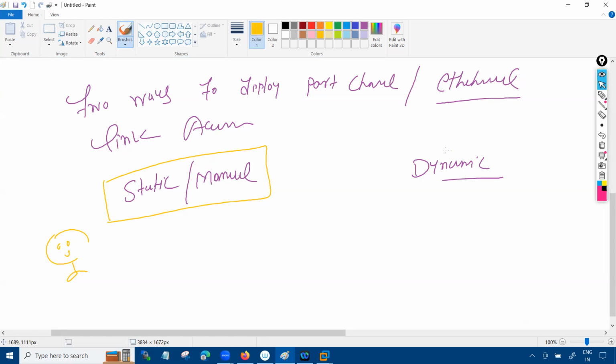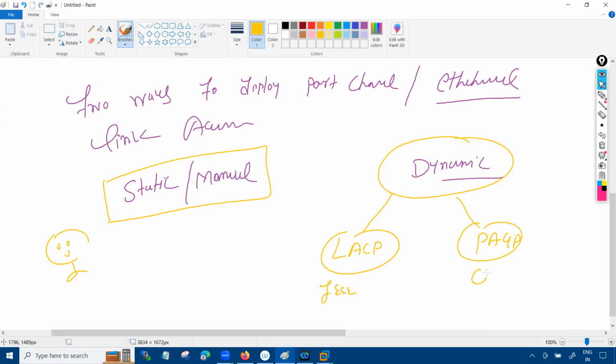In dynamic, what happens? We have a protocol. The protocol could be either LACP or PAgP. LACP, in simple language, is an IEEE standard protocol, and PAgP is a Cisco proprietary protocol. In static, what happens? We have a mode, called the on mode.